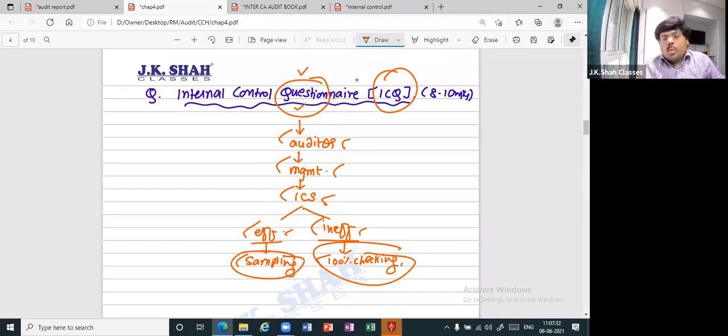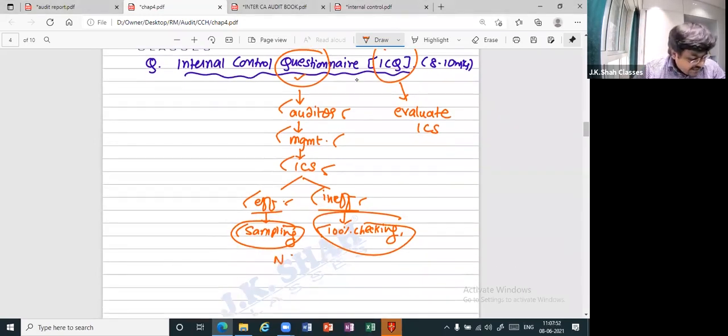Now, why do you do this? Why are you sending a questionnaire to the management? It is because you want to evaluate the ICS, to make a judgment about whether the ICS is effective or not. Because according to that, my NTE of AP will change. What is NTE of AP? Nature, timing, extent of audit procedures. If it is efficient, my procedures will be less. If it is inefficient, my procedures will be more. So depending upon the ICS, the auditor will decide NTE of AP.